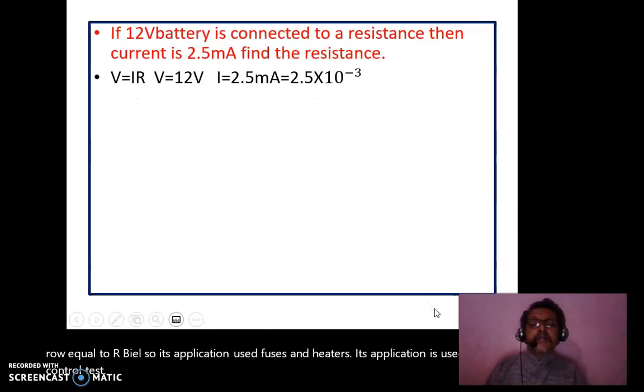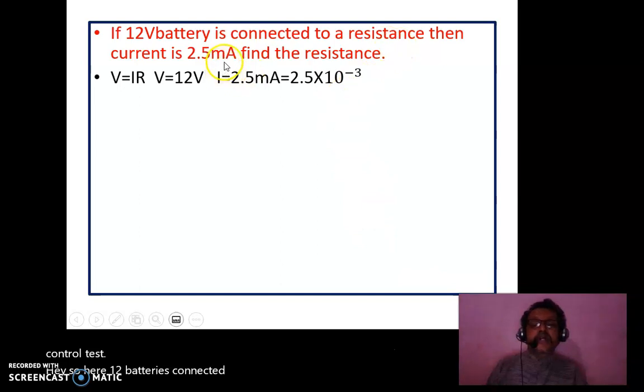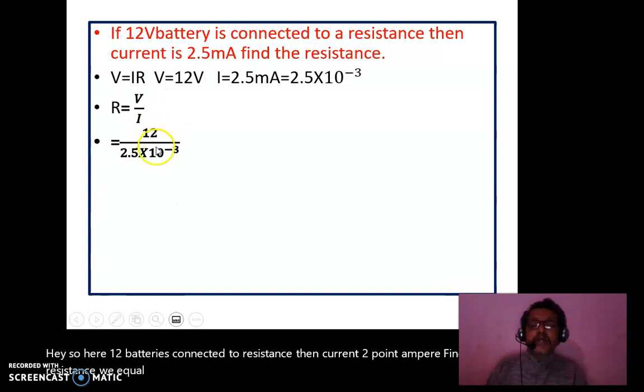So here a 12 volt battery is connected to a resistance, then the current is 2.2 ampere. Find the resistance. V equal to IR. Use this formula.